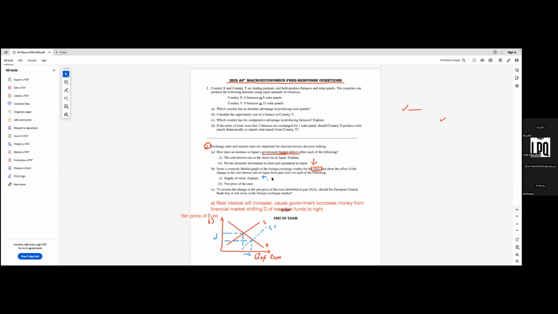Or you need to do an explanation here. So because European investors want to invest their money into Japan for a higher return rate. That is what investors do, right? We always think of a higher interest rate as our return rate. So the yen price of the euro, as we graph it here, is decreasing because it's depreciating.